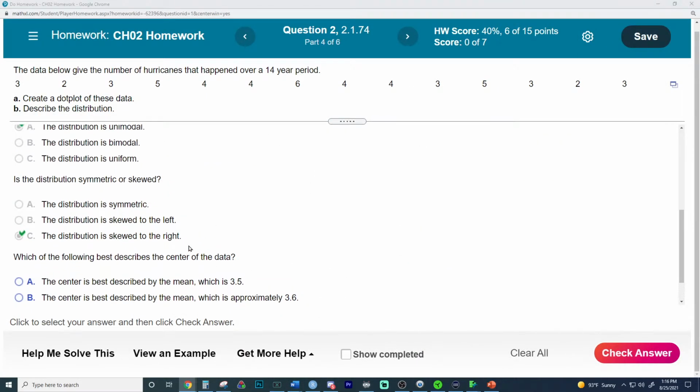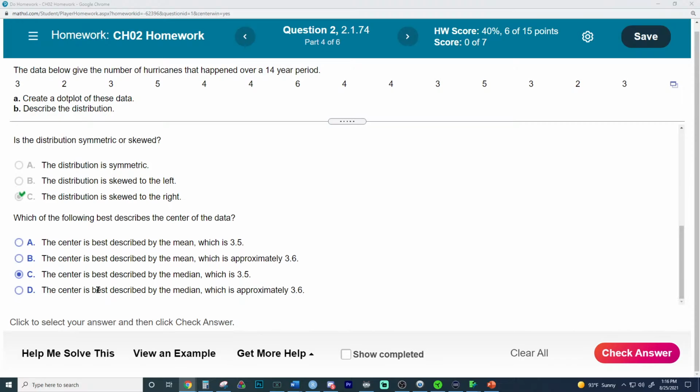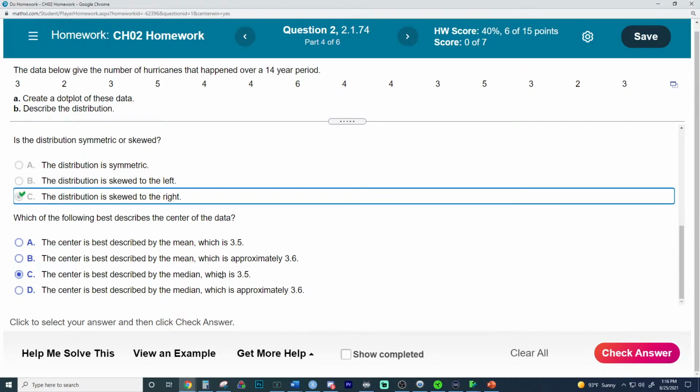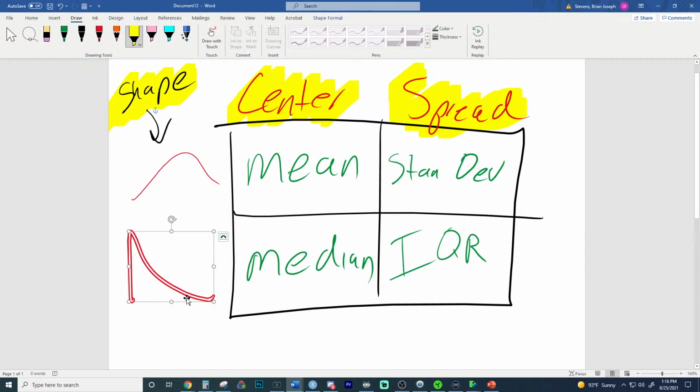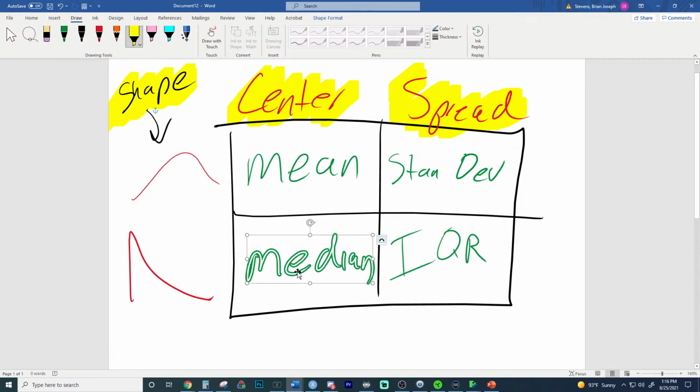So this data right here was said to be skewed. So should we use mean or median? What do you think we should use? Should we use the mean or the median because it's skewed? Remember, this data here is skewed. So should we use the mean or median? So the data is skewed. So should we use the mean or the median?